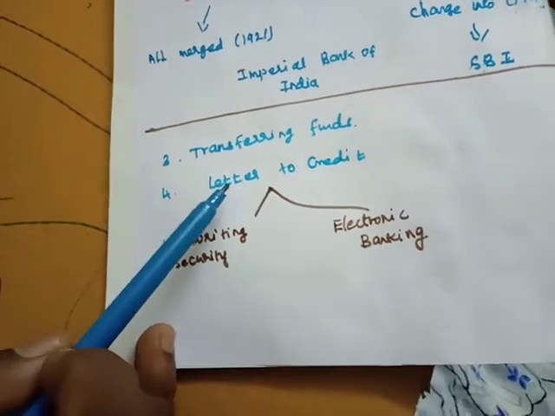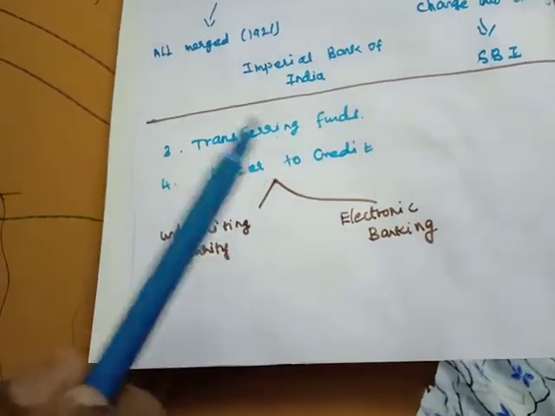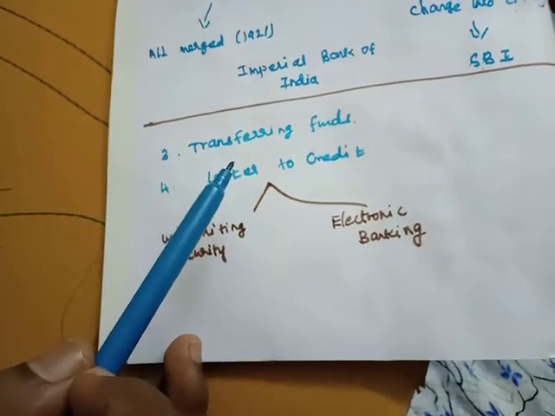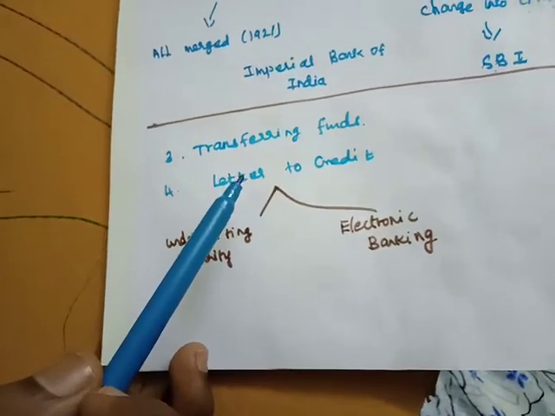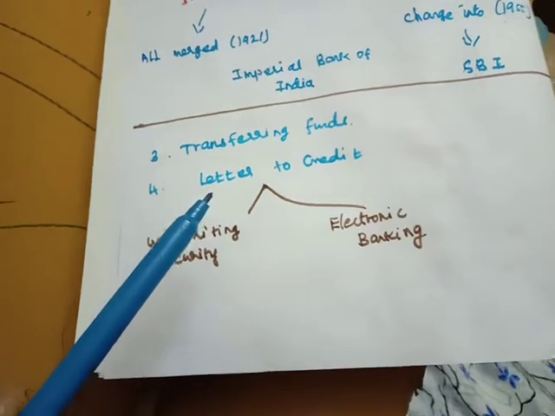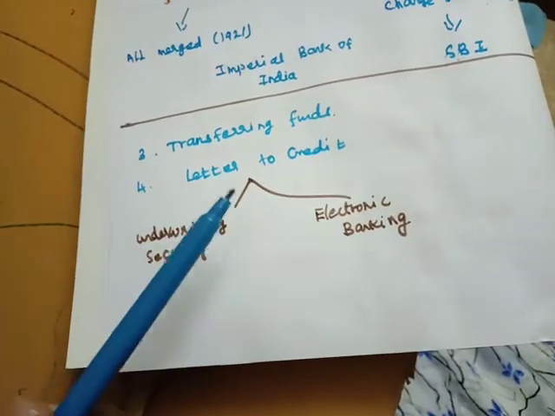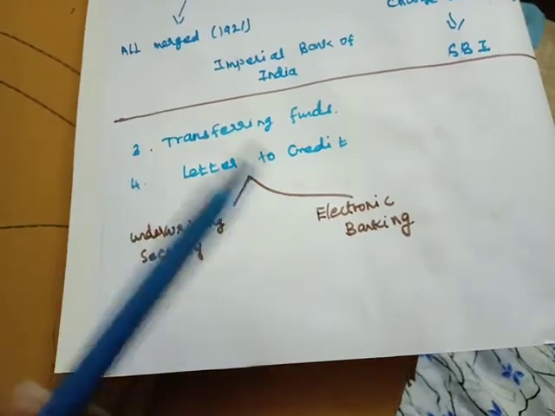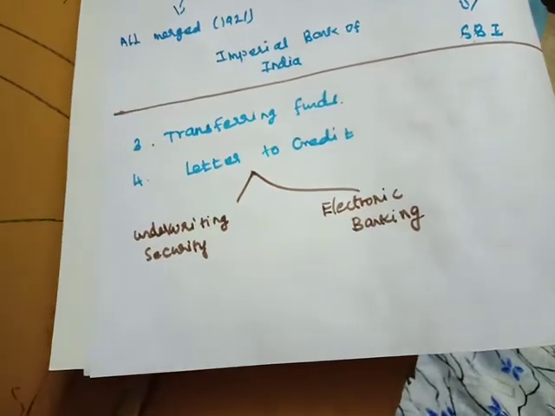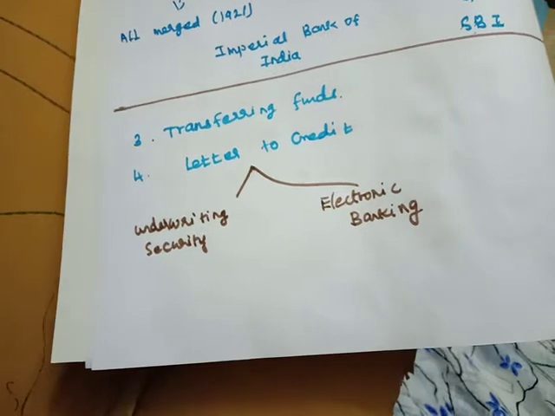And the fourth one is letter of credit. So the commercial bank issues letters of credit to the customers to certify the creditworthiness. For example, if you apply for a personal loan in another bank, but you are maintaining the account with one bank, they will give the letter of credit.